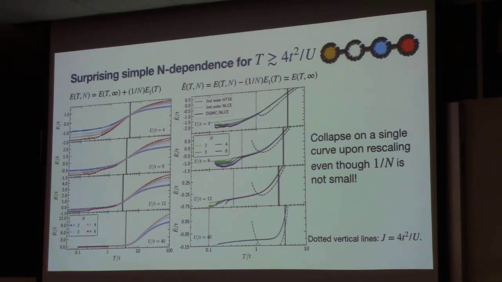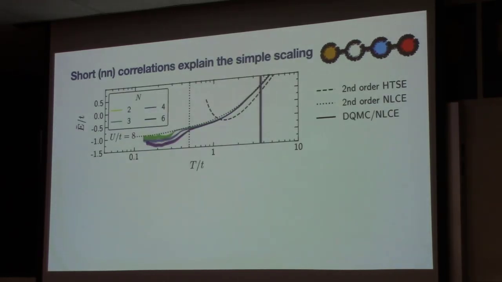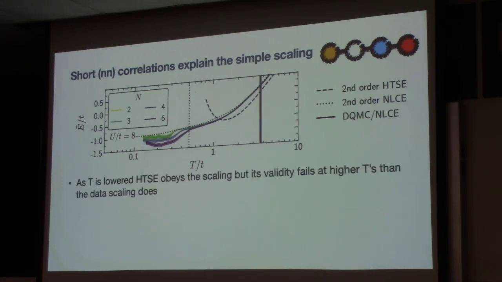We're like, okay, can we understand a little bit more what this means? Well, taking a look at one of the panels, the solid lines correspond to the QMC or NLC data. The dashed lines correspond to something called a second order high temperature series, which is a perturbative approach. And the dotted line corresponds to a second order NLC. And I'll explain in a second what this means.